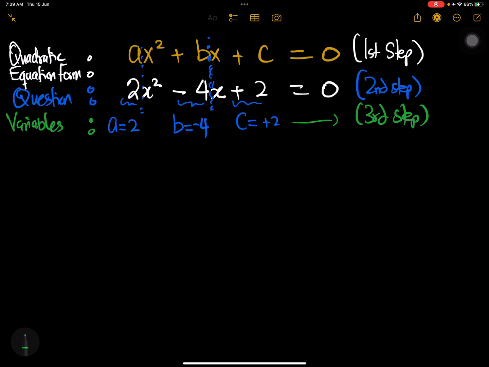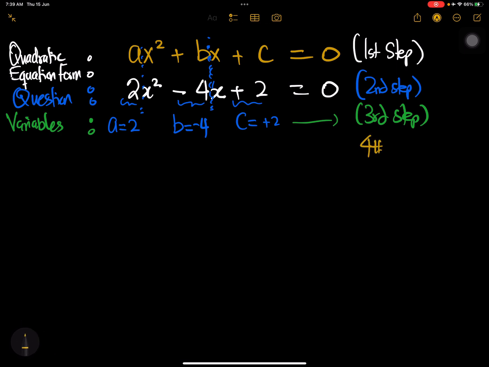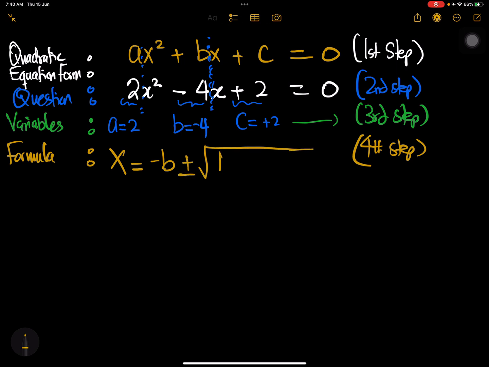Now, the fourth step is to write a formula down. What's our formula? Our formula says that x is going to be equal to negative b plus or minus the square root of b squared minus 4ac, all divided by 2a. That's the fourth step. The fourth step is to write the formula down.